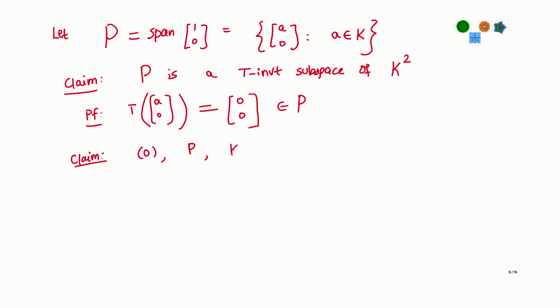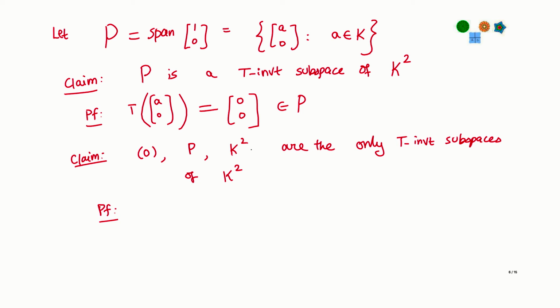So the stronger claim is that the 0 subspace, the one dimensional subspace P, and the two dimensional subspace K^2 are the only T invariant subspaces of K^2. I claim that there are only these three T invariant subspaces. So, let us prove that. We have just shown that P is T invariant, and these other two are of course T invariant. I claim there cannot be any others.